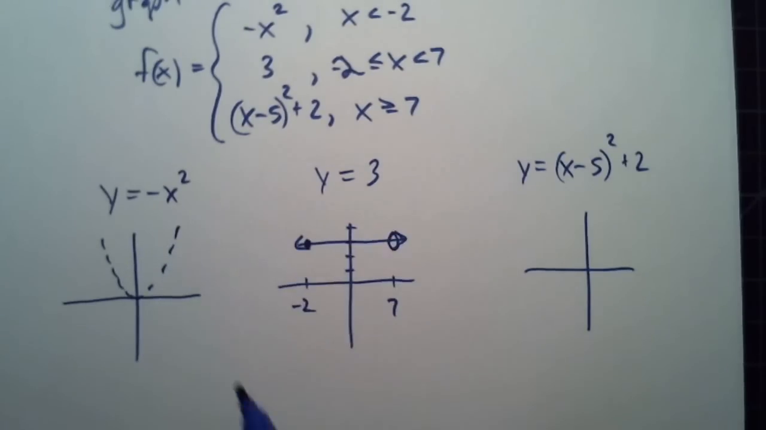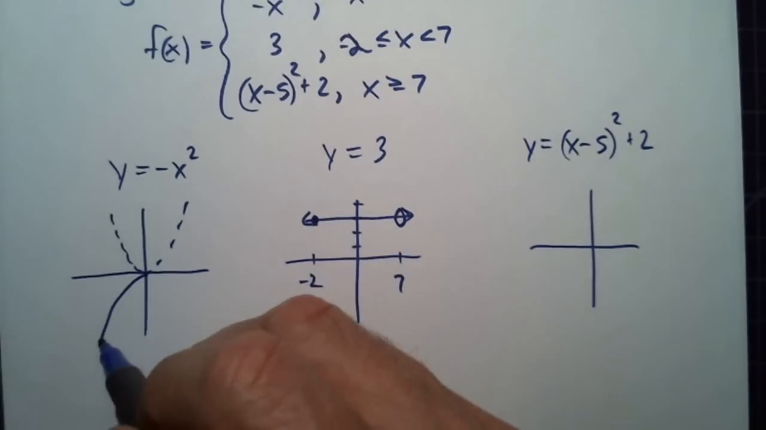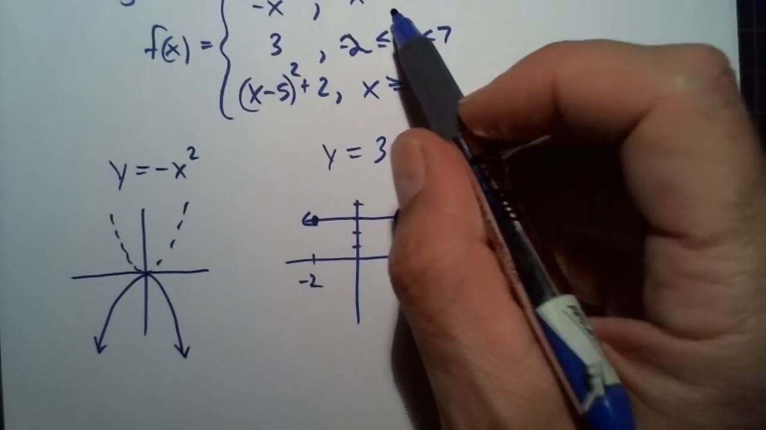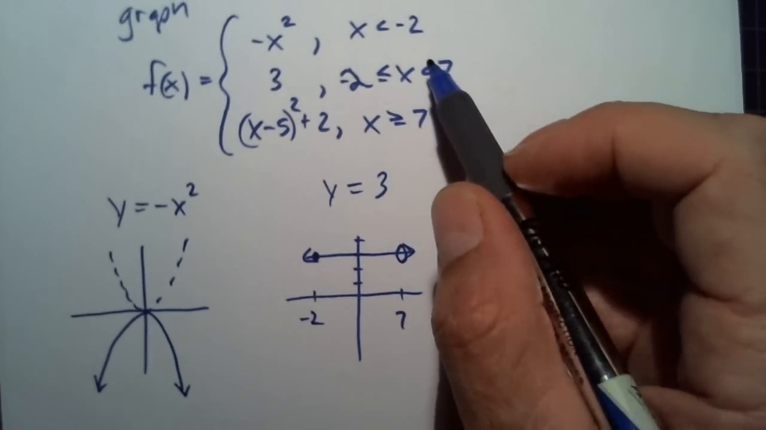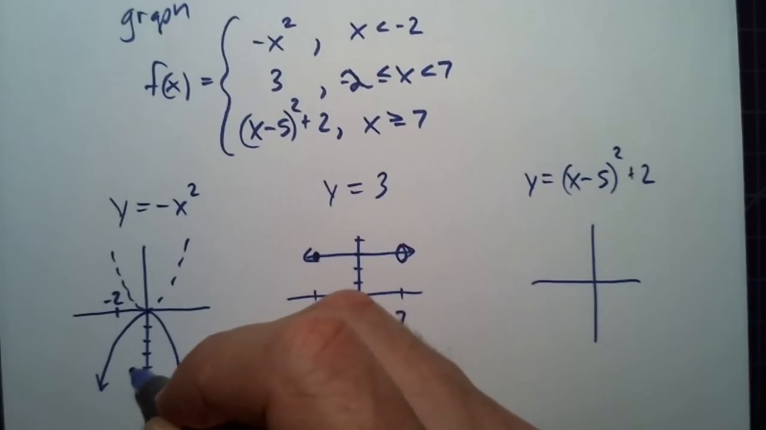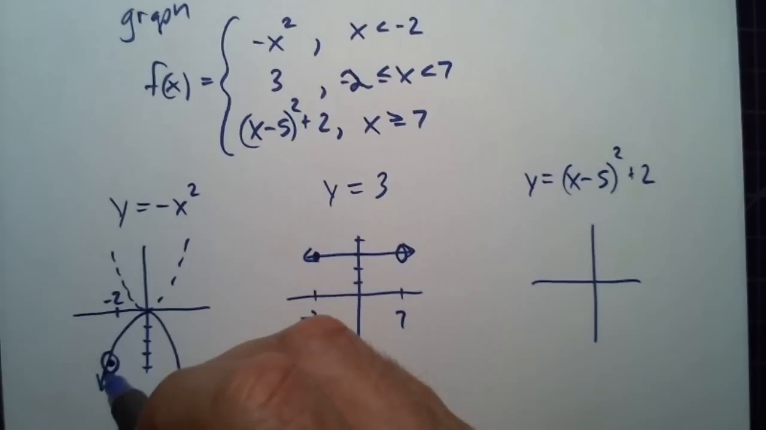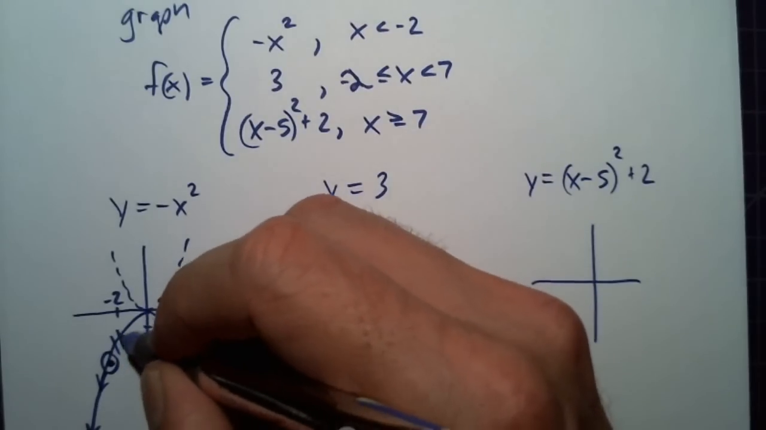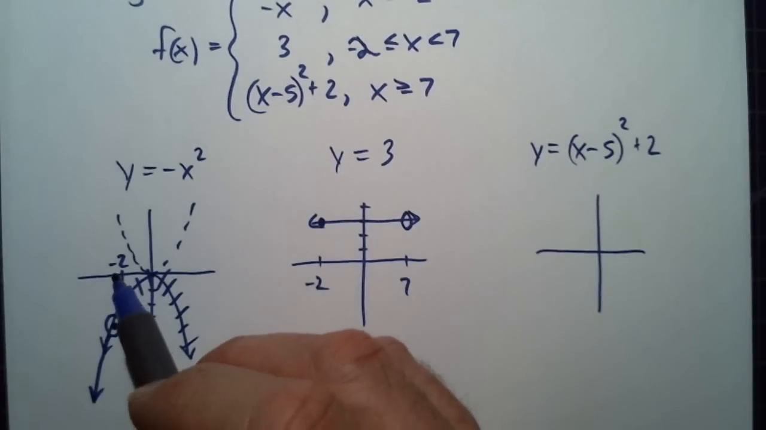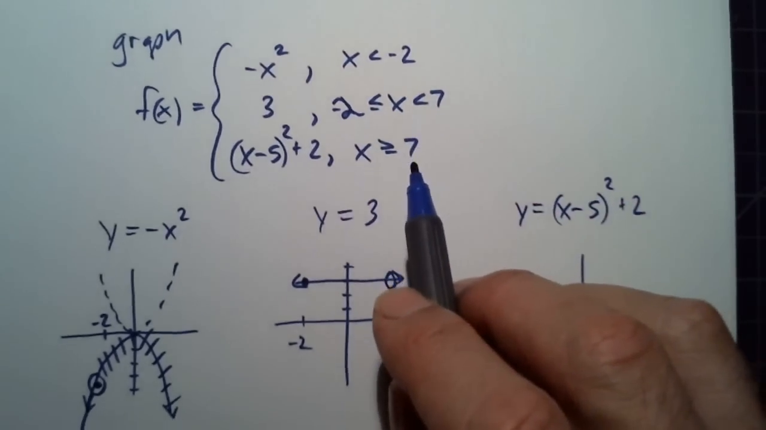Here we have the parent function and the reflection. Multiply all the y values by -1, and we want to keep that only to the left of -2. At -2, -4, we want to have an open circle and then draw it down like that. So we don't want any of this. We're only going to use the part to the left of -2 because this says to the left of -2.